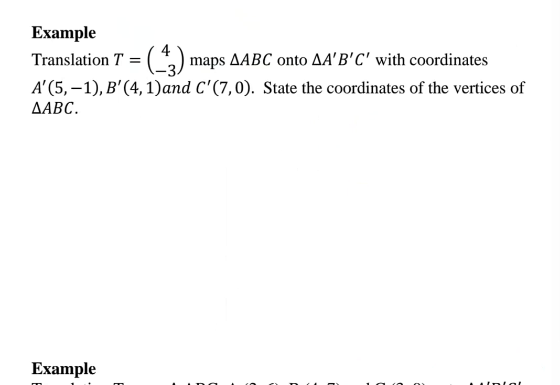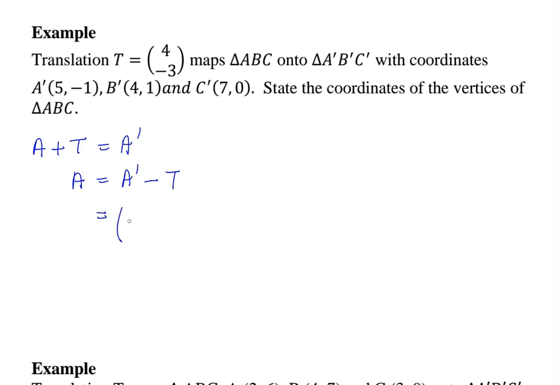All right, here's an example. Translation T, which is 4, minus 3, maps triangle ABC onto triangle A prime, B prime, C prime with coordinates A prime 5, minus 1, B prime 4, 1, and C prime 7, 0. State the coordinates of the vertices of A, B, and C. All right, let's go back to the matrix equation for translation. It says A plus T is equal to A prime. So this should also be true then, that A is equal to A prime minus T.